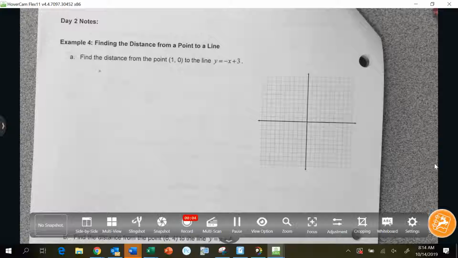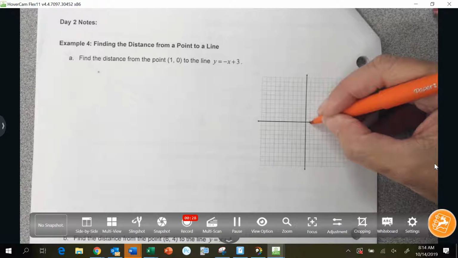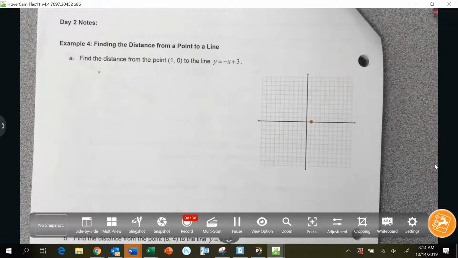Okay, day 2 notes, we're going to find the distance from a point (1, 0) to the line y equals negative x plus 3. So before we go through the steps for the distance, let's just graph those two things and see what we're looking at here. So we can graph point (1, 0). There's our point. And then we will graph y equals negative x plus 3.